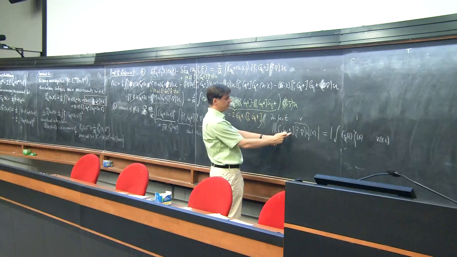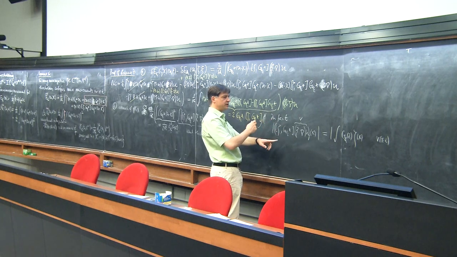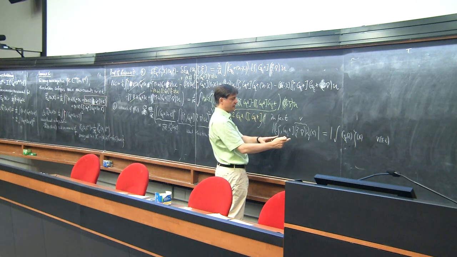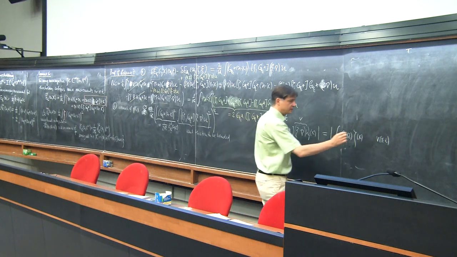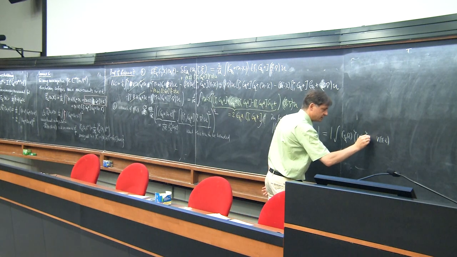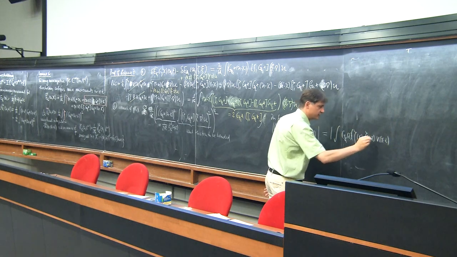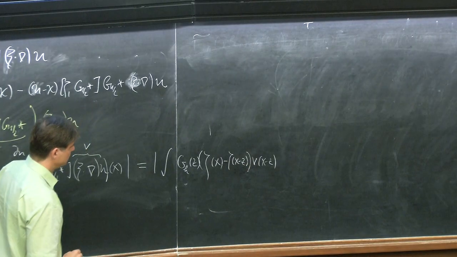And for the second part of the commutator, I'm doing the same thing in the opposite order. I first multiply this function with zeta, and then I convolve. So I take a minus x minus z here.